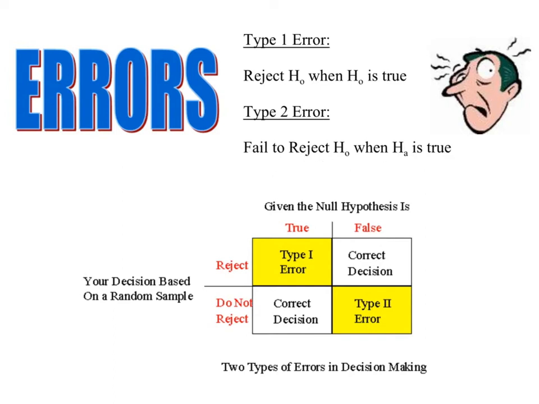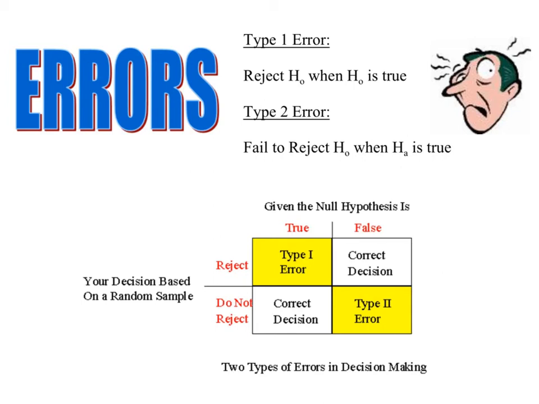So sometimes you'll see this presented in a table, and I do kind of like this way of looking at it. If the null hypothesis really is true, and we rejected it, that is type 1 error. If it's false and we reject it, that was the right decision. If the null hypothesis is true and we don't reject it, that's correct. But if it's false and we don't reject it, that's type 2 error.